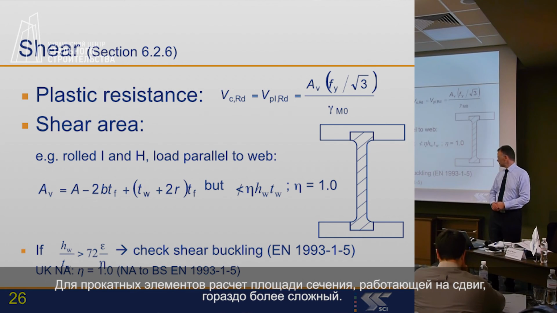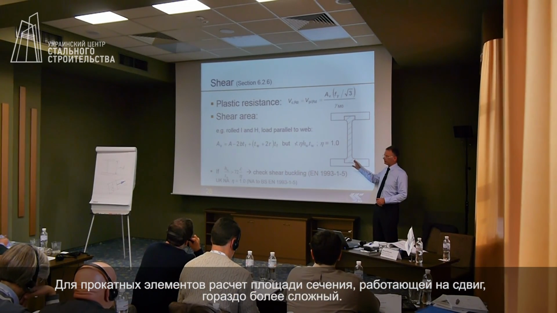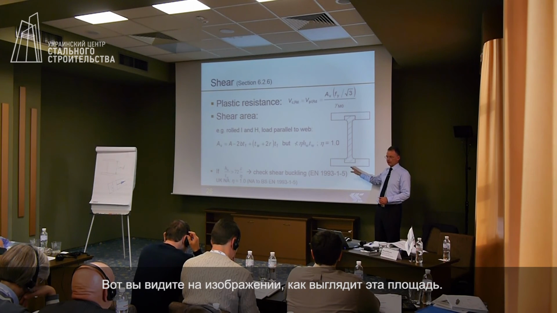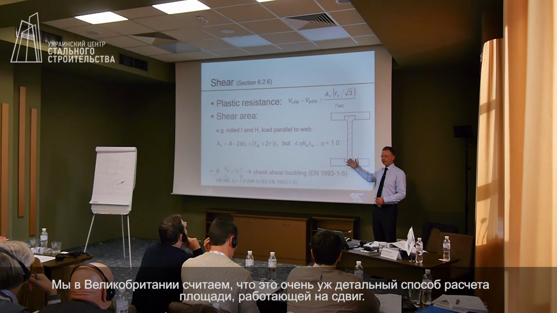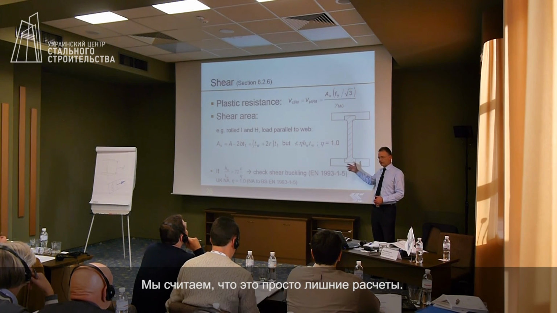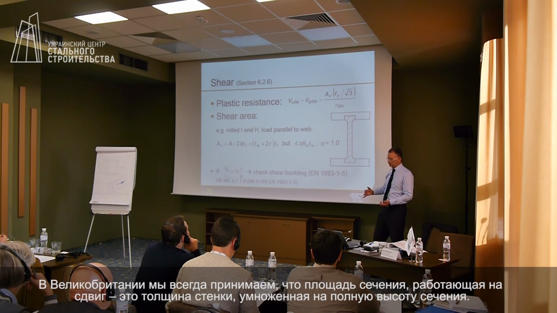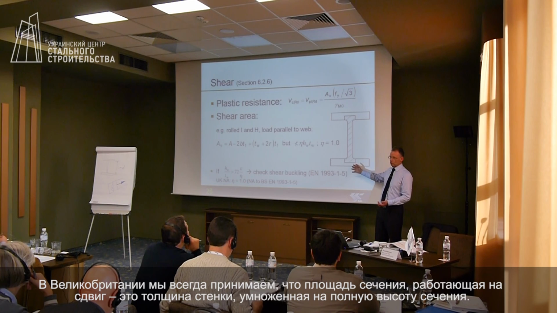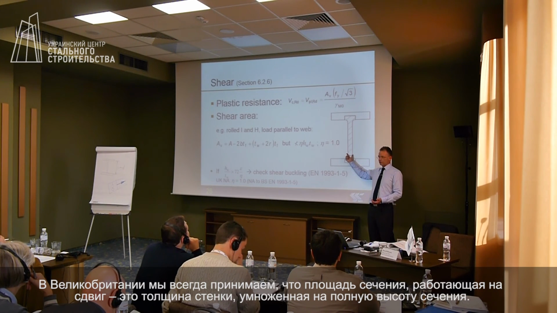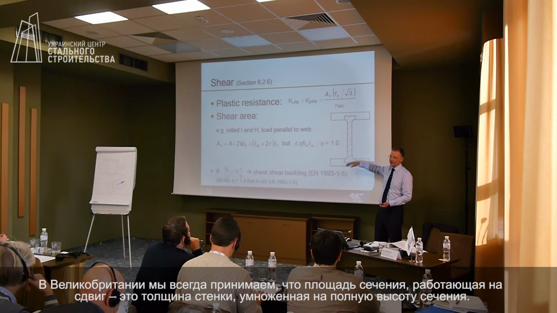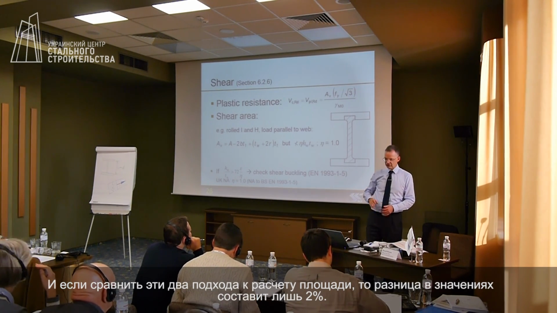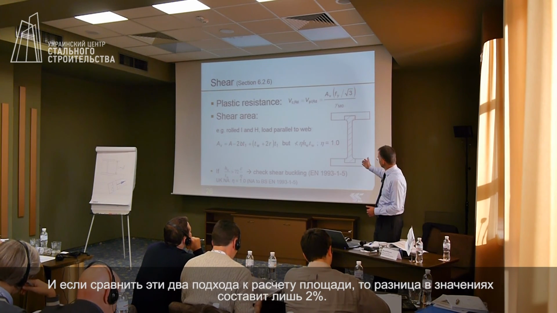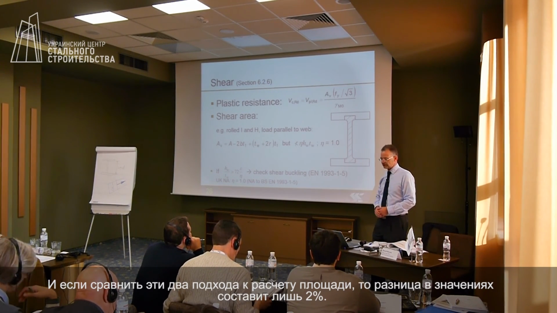For rolled sections, the shear area is rather more complicated. That's the shear area there. We in the UK think that this is a very pedantic way to calculate the shear area. We think this is unnecessarily complex. In the UK, we always said that the shear area for a rolled section is the thickness of the web multiplied by the overall height of the section. And when we use that area, we find that the answer is only 2% different from this rather more complicated approach.